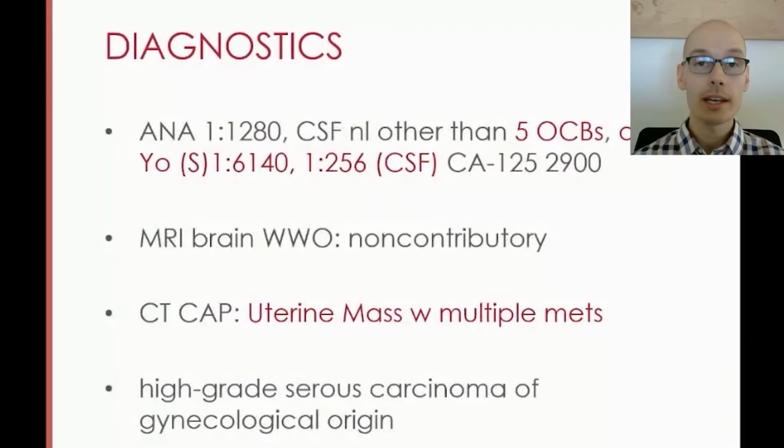So let's look at some of our diagnostics that we did at that point that I've highlighted here in red. Spinal fluid did show 5 oligoclonal bands, a marker of immune system activation in the spinal fluid. And specifically, it showed some of these paraneoplastic autoantibodies, so anti-Yo, in high titers in both the serum and the spinal fluid. The MRI brain was not helpful. But like I said in the intro, the CT showed a uterine mass with multiple metastases. One of the metastases was biopsied and did show serous carcinoma of gynecological origin.